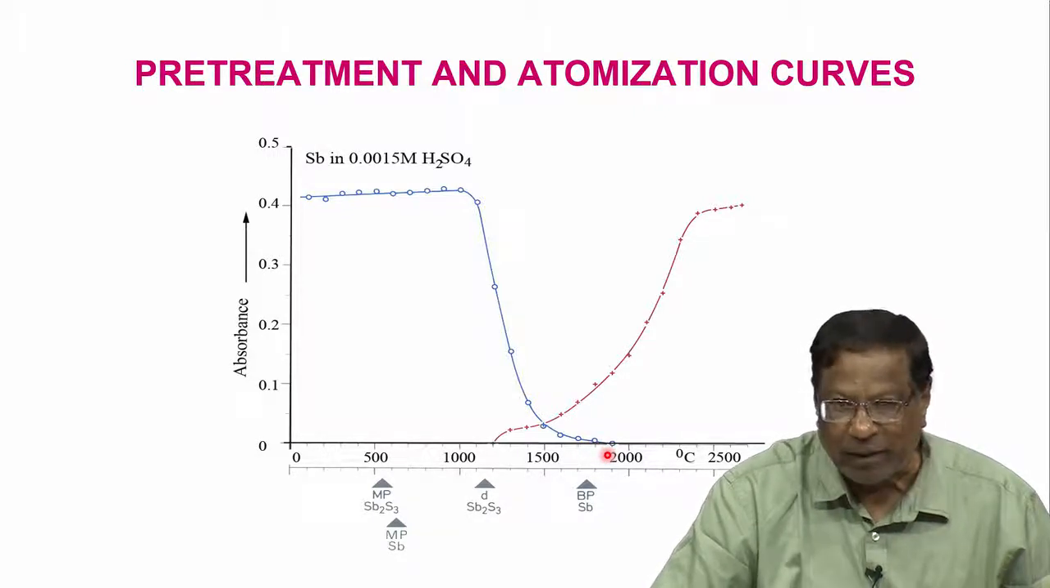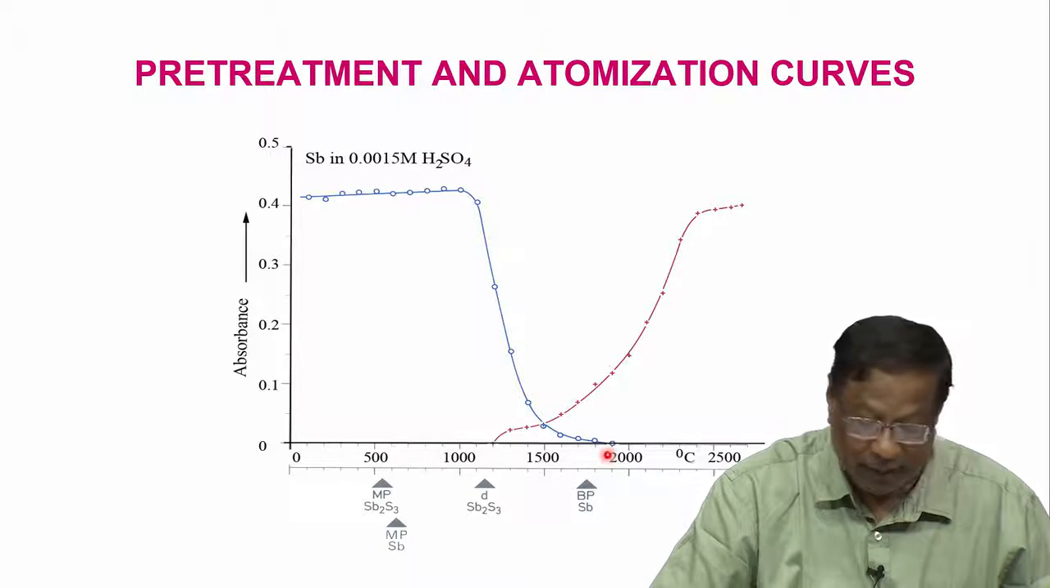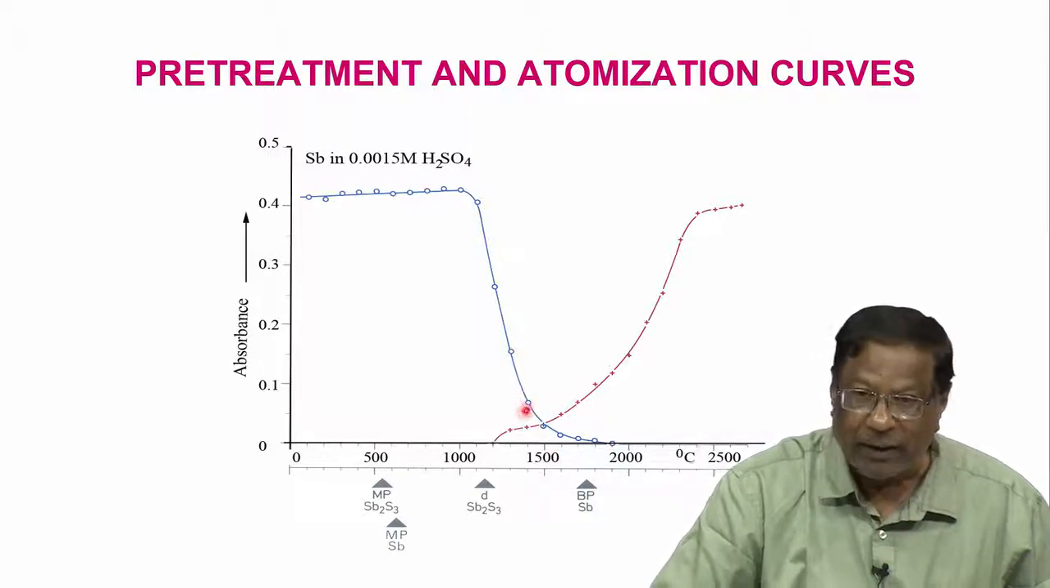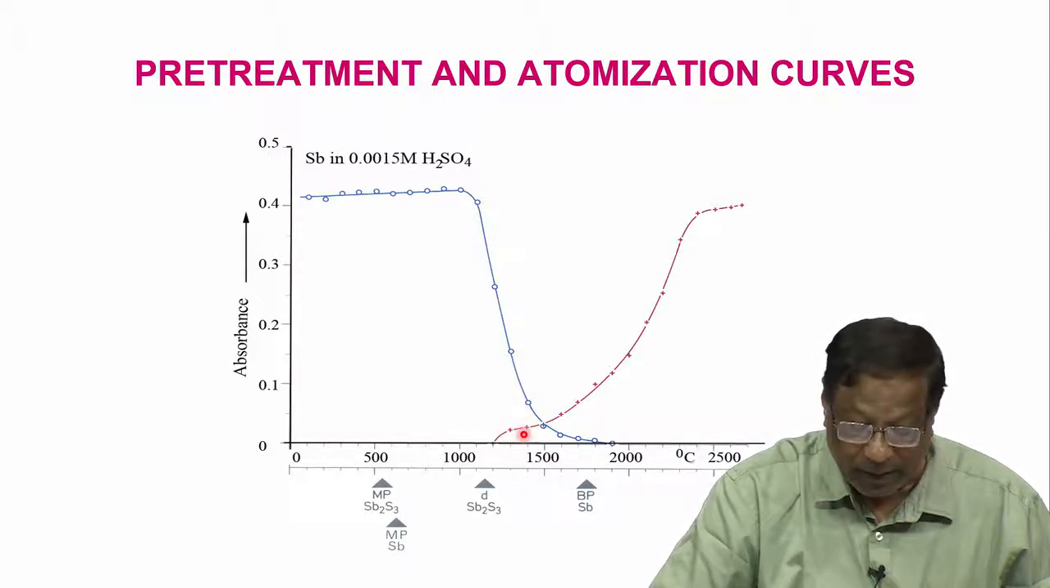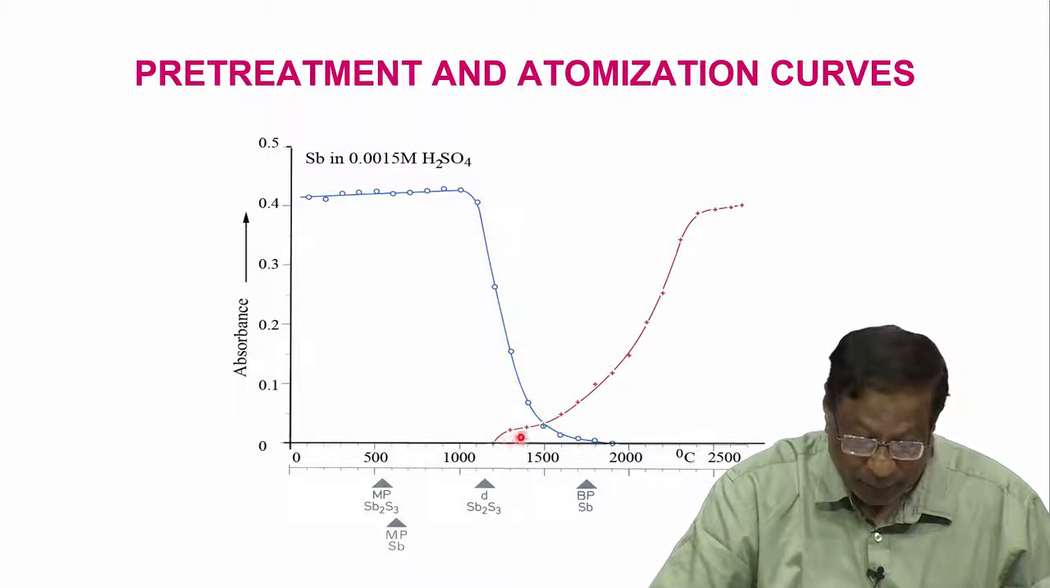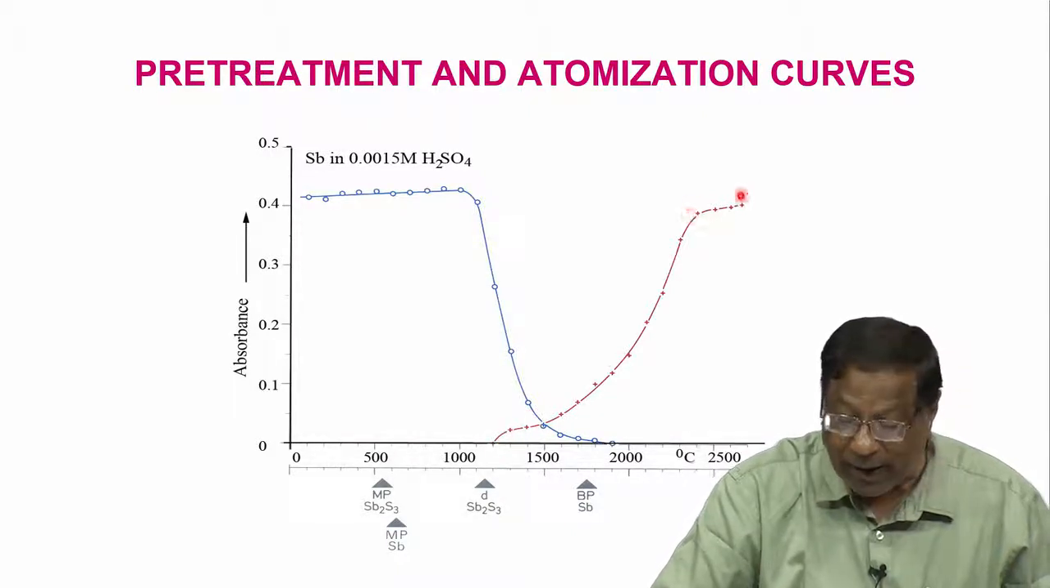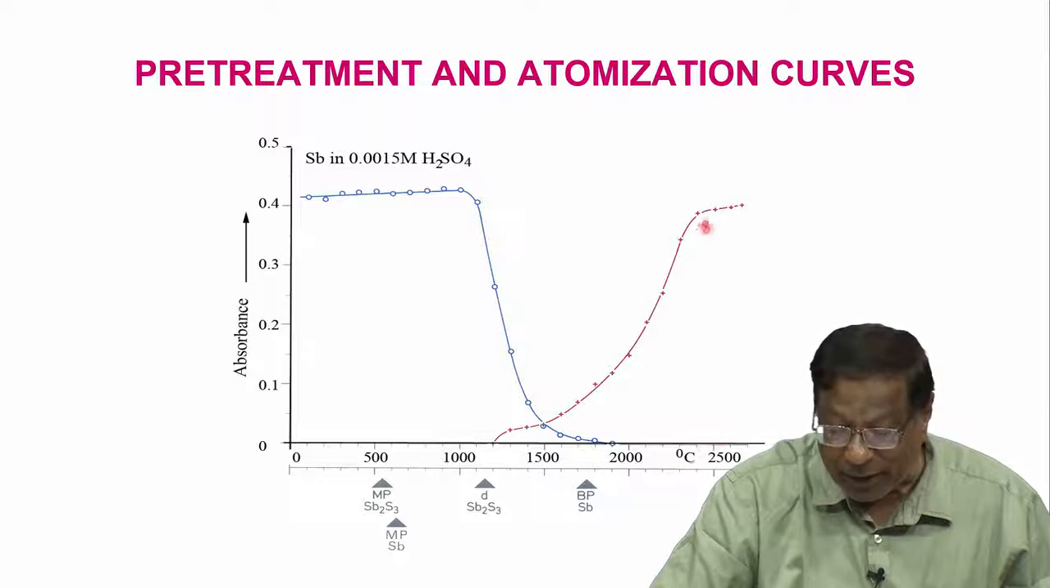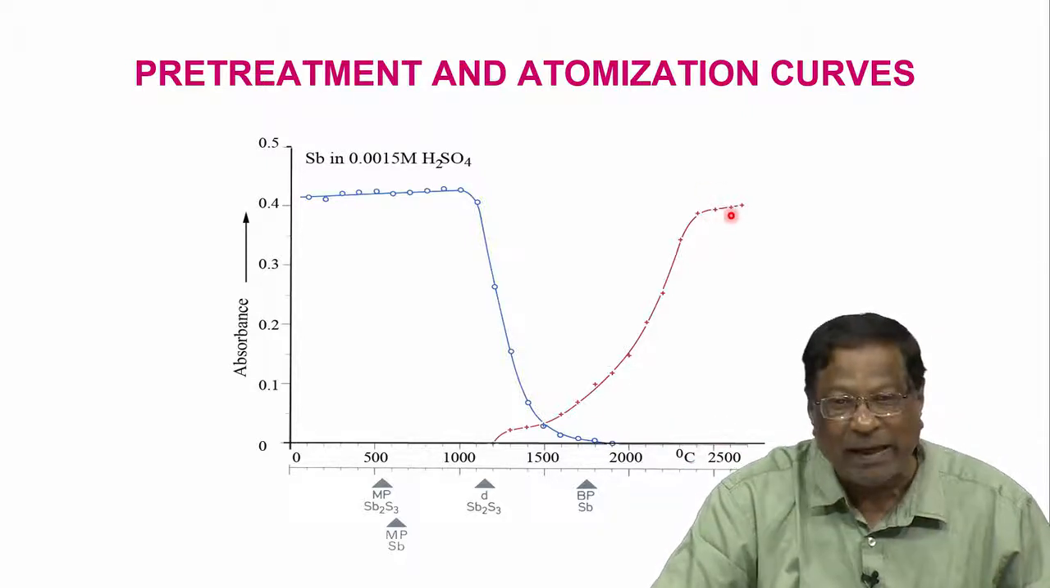and I will be losing most of the antimony by about 1500 or 1800 degrees centigrade. Most of the sample is lost and atomic absorption should not be carried out at all. Similarly, for the atomic absorption measurement I get the optimum result somewhere around 2500, it keeps on increasing, but very slightly.